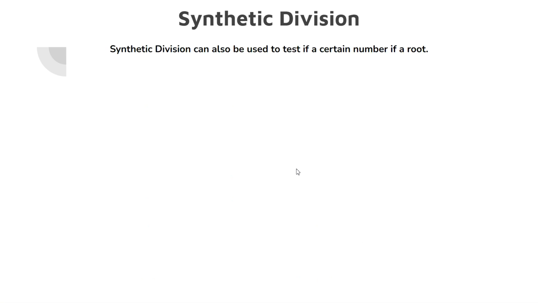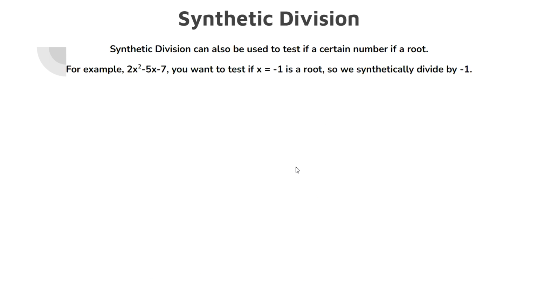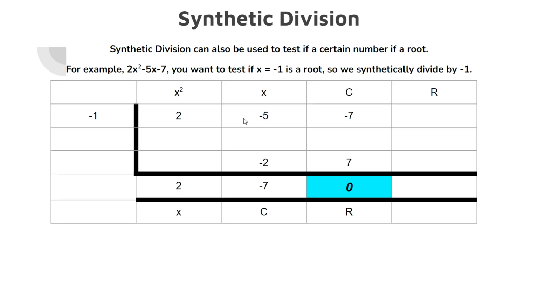You can also just be testing to see if a number is a root or not with synthetic division. For example, if you want to divide this, we can synthetically divide by negative 1. So again, let's go over this. You drop the number in the x squared column, or whatever the first column is, then you multiply it by the number up here. So 2 times negative 1 is negative 2, and then you add these two numbers. Negative 5 plus negative 2 is negative 7. Then you multiply negative 7 by this negative 1 up here. Again, you multiply the bottom number here by the number up here. Negative 7 times negative 1 is 7. Negative 7 plus 7 is 0.